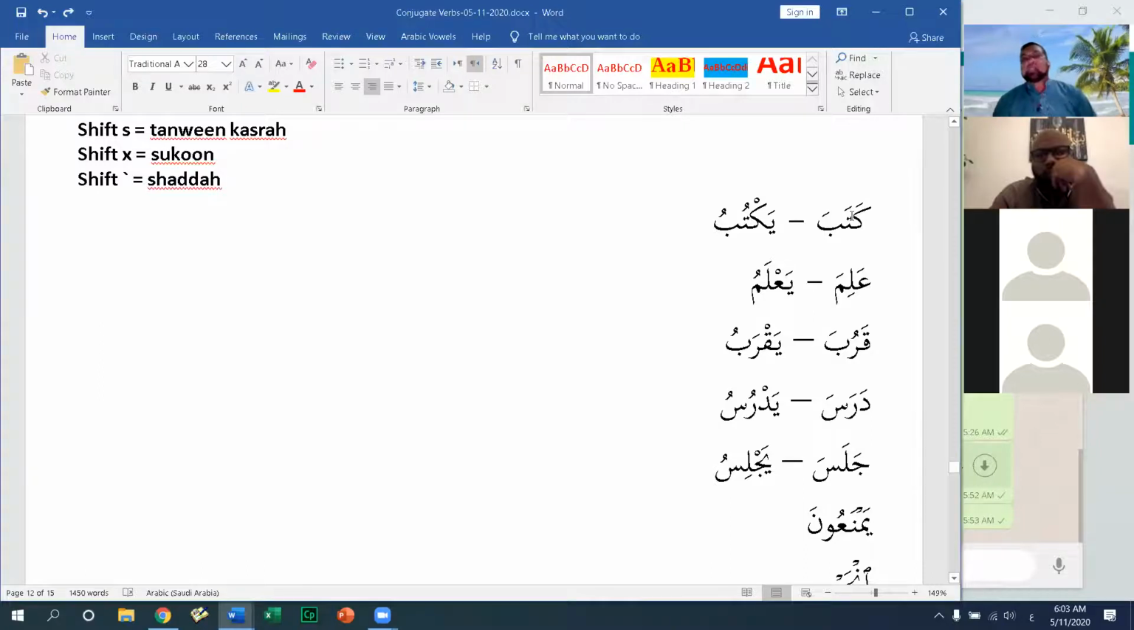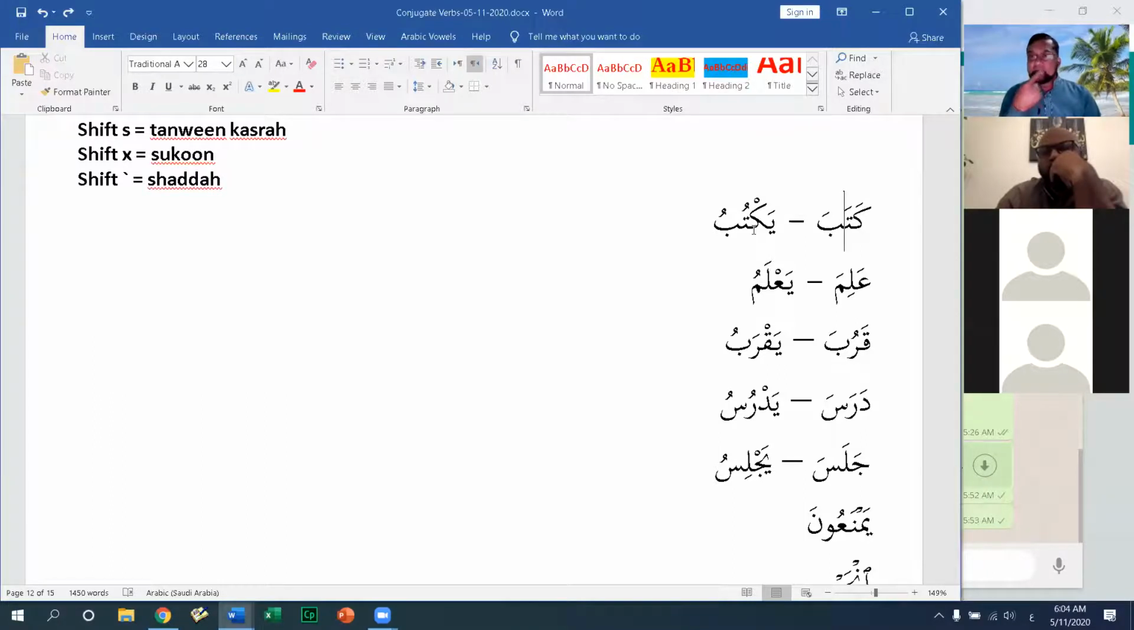What you have to look at, let's say kataba, you look at the ayn of the verb. What letter does the past tense have? Is it fatha, kasra, or dhamma? And then also the present tense. So we have kataba, yaktubu. That's the way you memorize verbs. You memorize verbs by memorizing the singular, masculine, past tense verb. That would be huwa kataba.